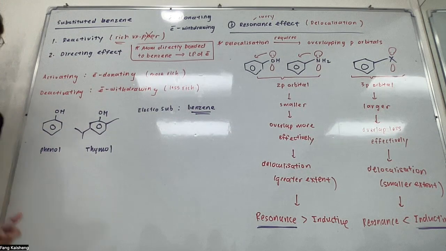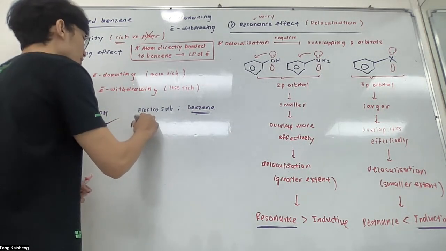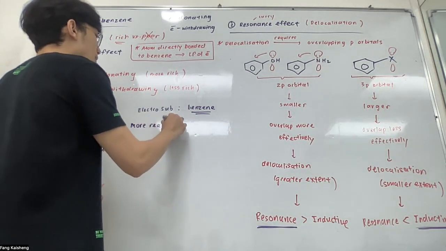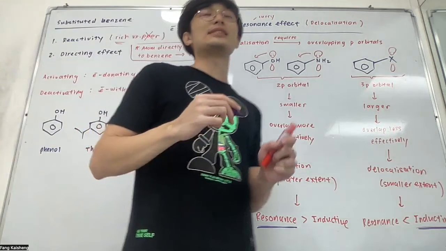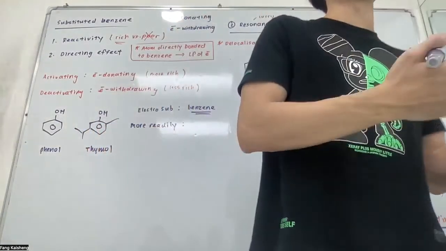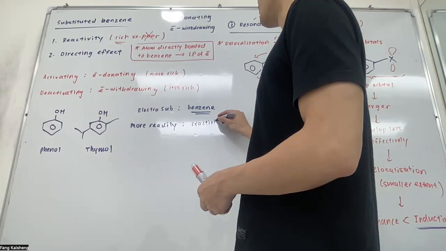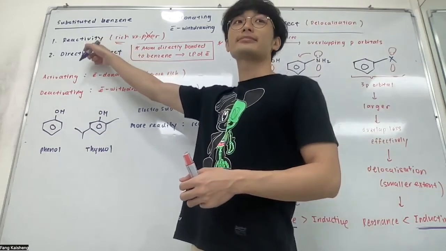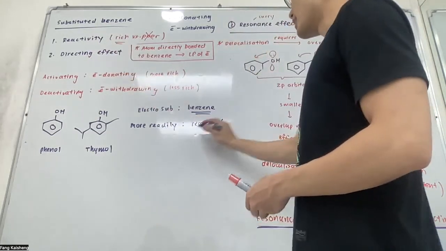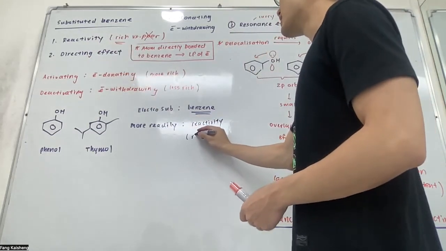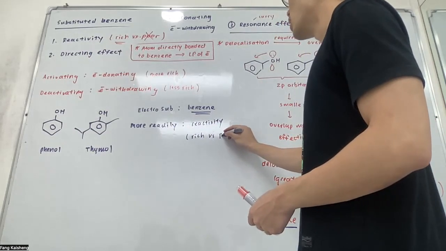The next phrase is "more readily." What are we discussing? We're discussing how fast or slow benzene reacts, right? So this goes to our idea of reactivity. This is a reactivity factor. And as we mentioned just now, reactivity is all about rich versus poor.